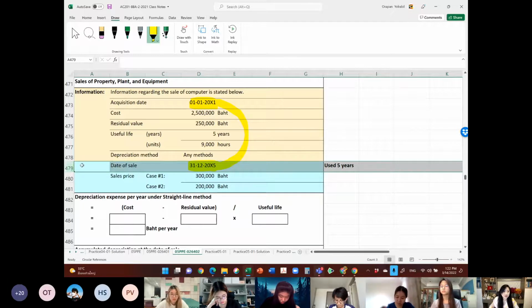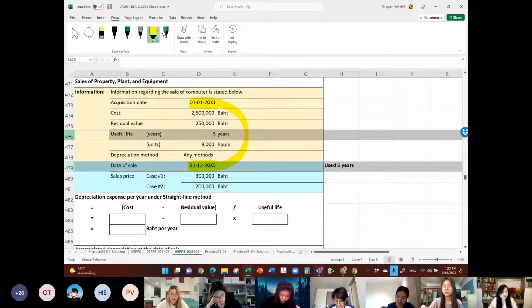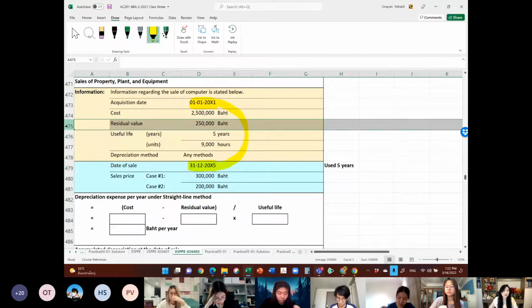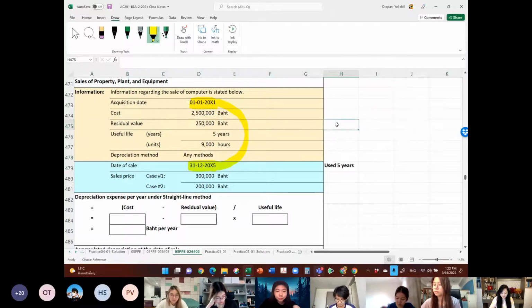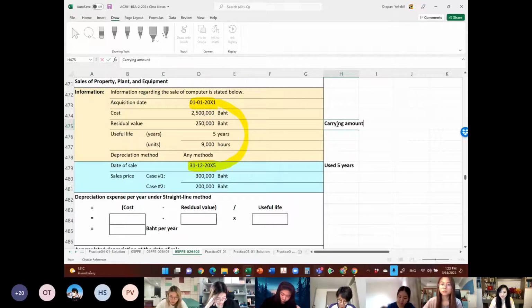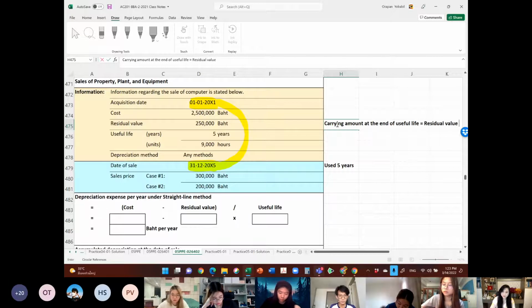And that 5 years is actually the end of the useful life, meaning that the company will then charge all the depreciation on this computer already. The carrying amount at the end of the useful life would then be equal to the residual value. Let me type this in: the carrying amount at the end of the useful life will be equal to the residual value.